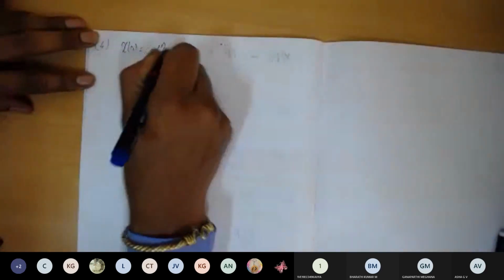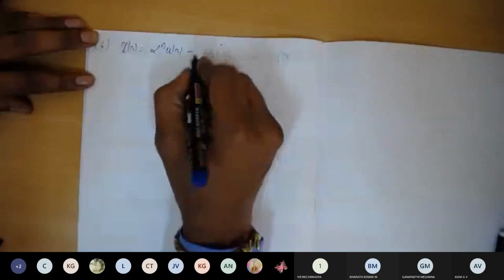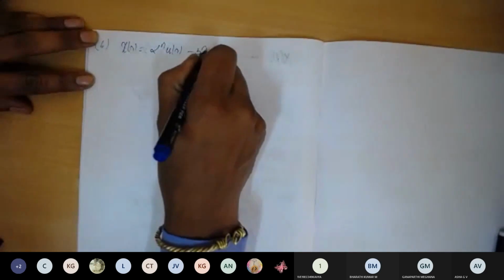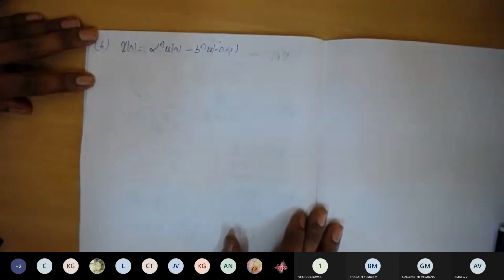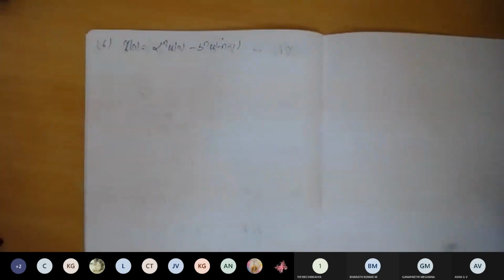So take the next one. It's problem number 6. Take x of n is equal to... I'm going to consider the sum of these two sequences, which is called a double-sided sequence. That is, x of n is equal to alpha to the power of n into u of n minus beta to the power of minus n into u of minus n minus 1. We'll consider the double-sided sequence. Done.